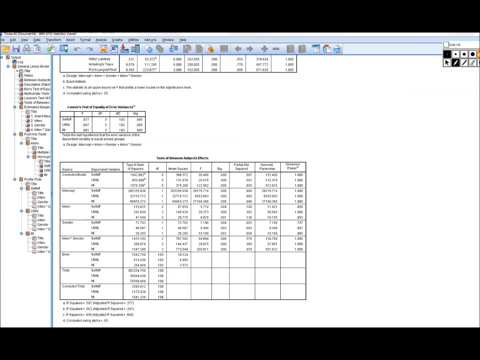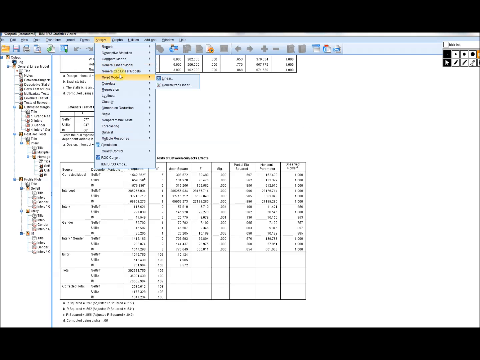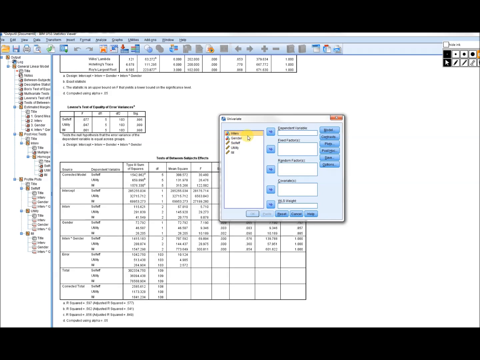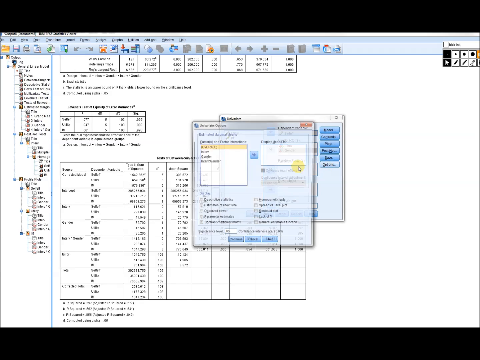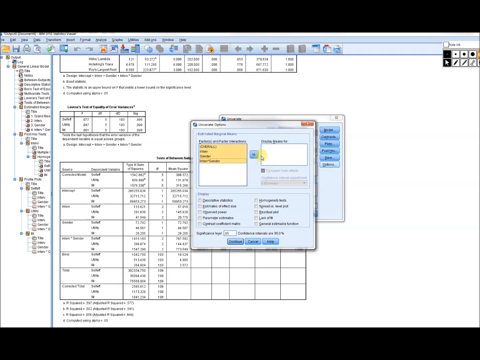So briefly, let me show you what this looks like if I was just running a standard univariate ANOVA, a factorial ANOVA. Let's say I'm looking at the effect of these two variables on self-efficacy. So I'll show you what the table actually looks like.